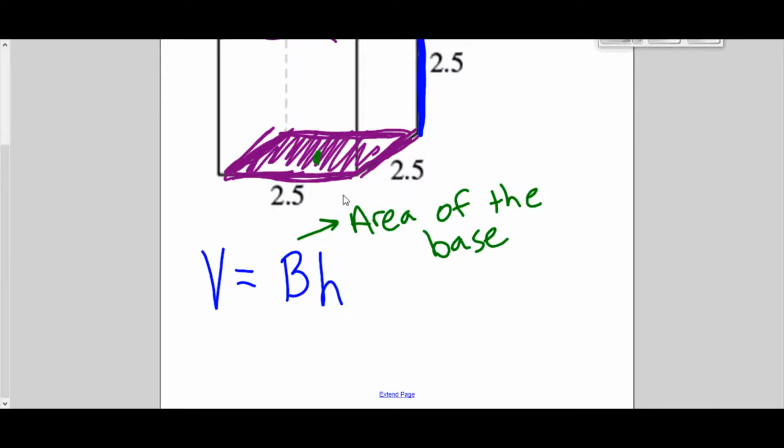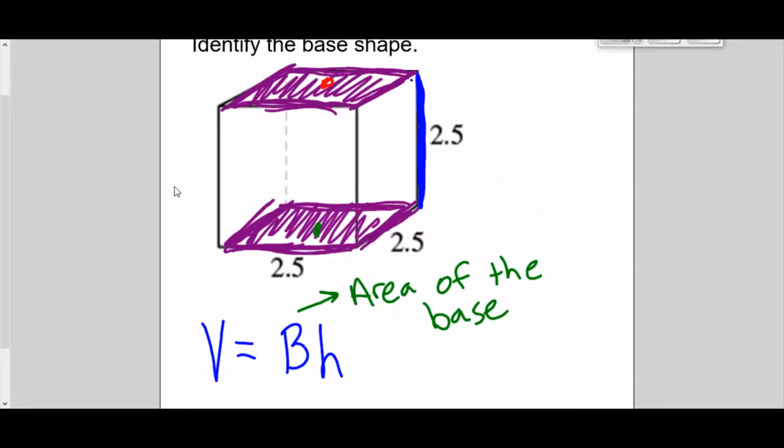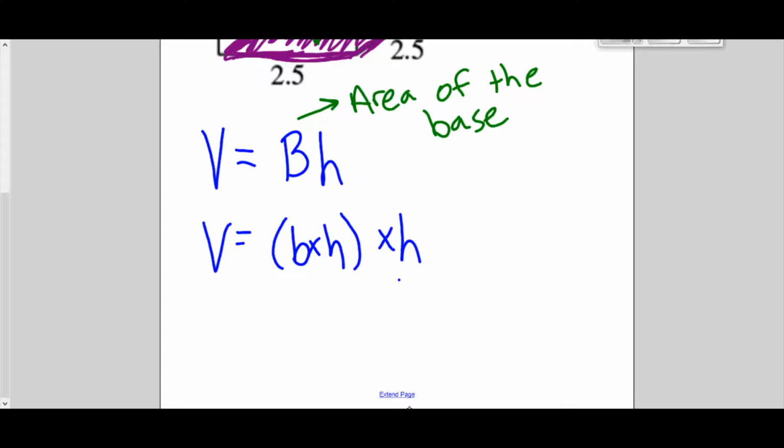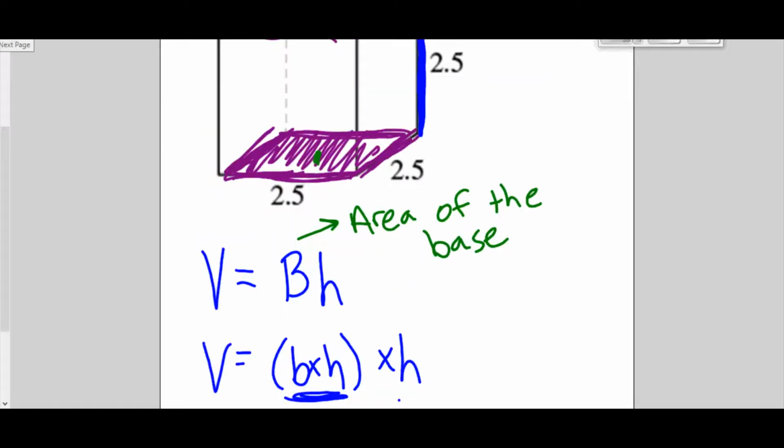So I know what the base is. The base in this prism is a square. Since it's a square, I know the formula for the area of a square: base times height. But then I have this extra height here. So this base times height in parentheses refers to the area of the base. Go ahead and take a moment and copy this down.